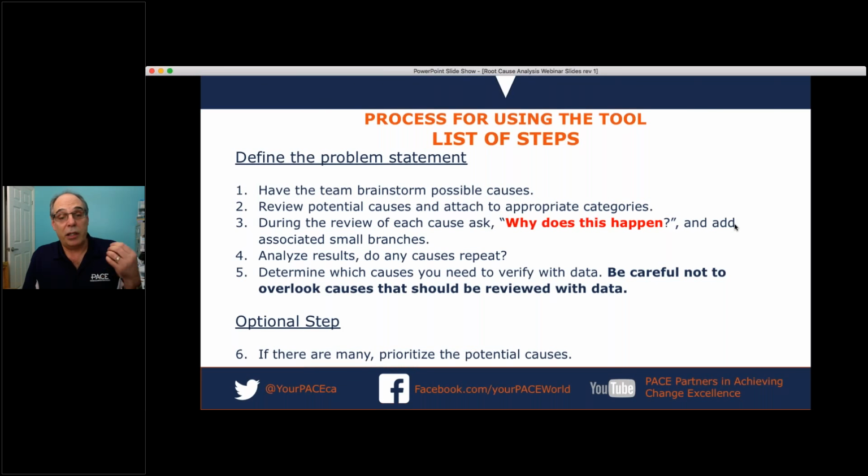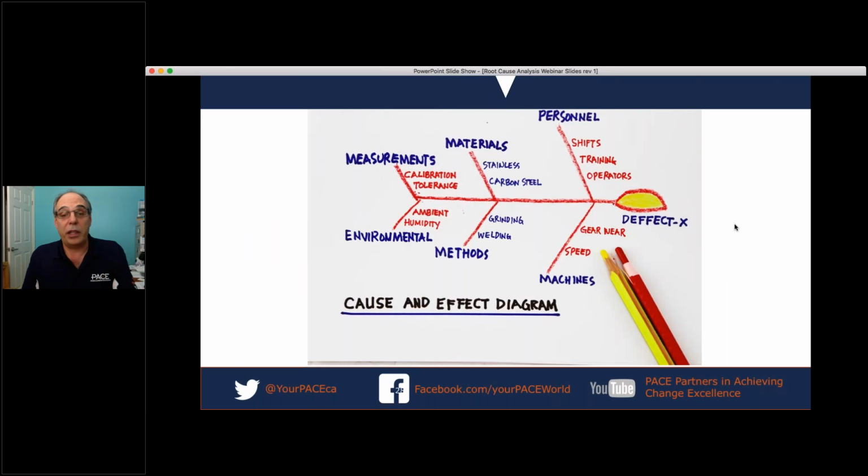So again, we want to define the problem statement. Always, probably the most important step that we don't spend enough time on is a good problem statement. Have a team brainstorm possible causes for that, and then associate them to the right categories. And during the review, after you've started putting these in and you put this in front of your team, you start reviewing now.